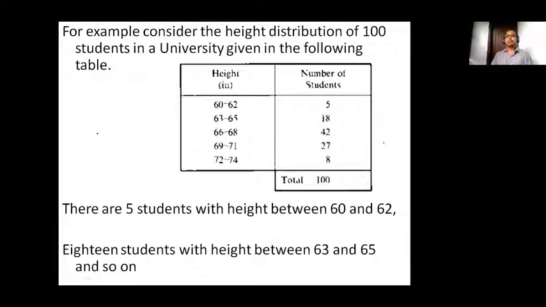Consider the height distribution of 100 students in a university given in the following table. The height in inches of 5 students is between 60 and 62. 18 students is between 63 and 65. 42 students have height between 66 inches and 68 inches. Likewise, this is a frequency distribution.